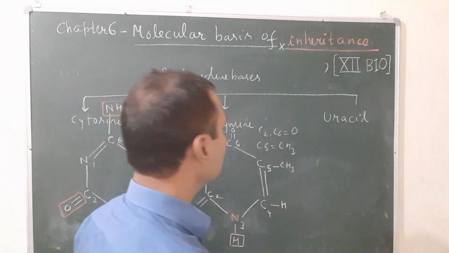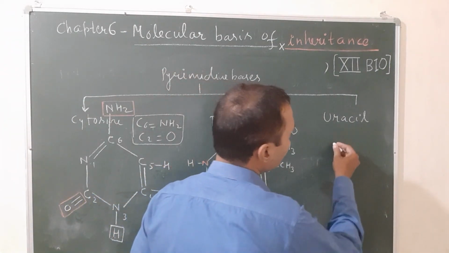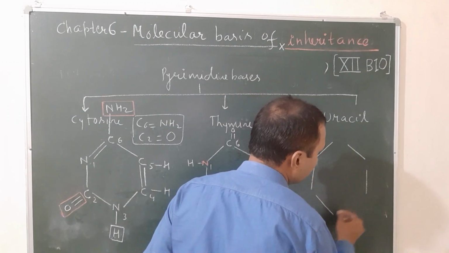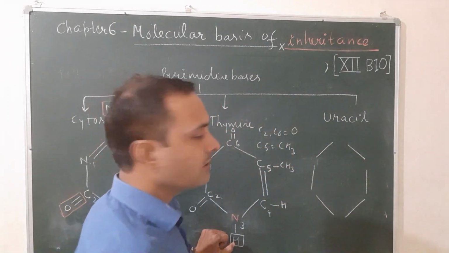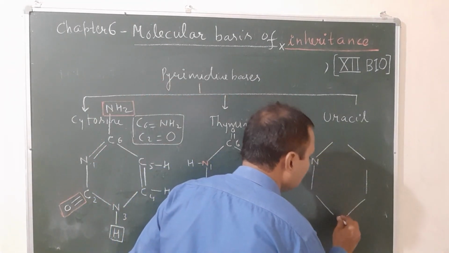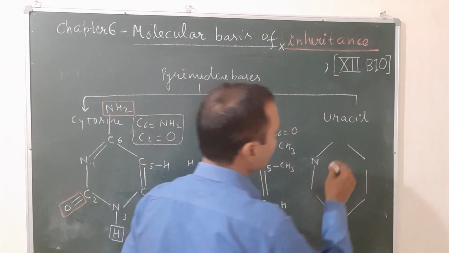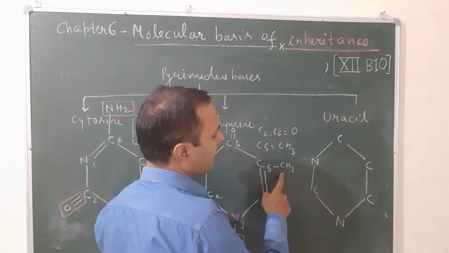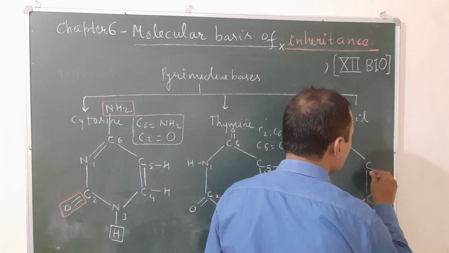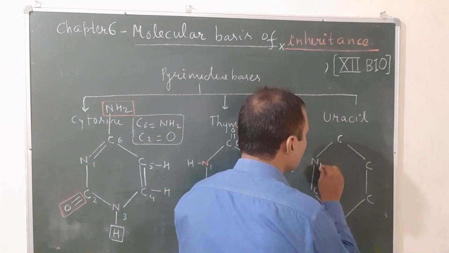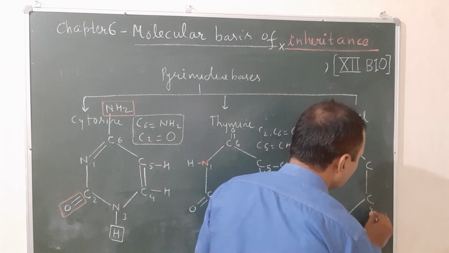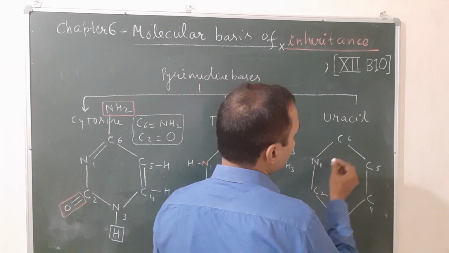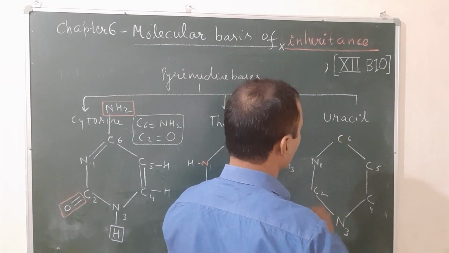Let us see the third one, the structure of uracil. Again we will draw the benzene ring, and the 1st and 3rd position carbon atoms are replaced by nitrogen. So this is the 1st position, we will put nitrogen there, and here also nitrogen. Next we will write the remaining 4 carbon atoms. Just remove the methyl group. Numbering will be 1, 2, 3, 4, 5 and 6. At the 1st, 2nd and 6th positions, we will write the oxy group.